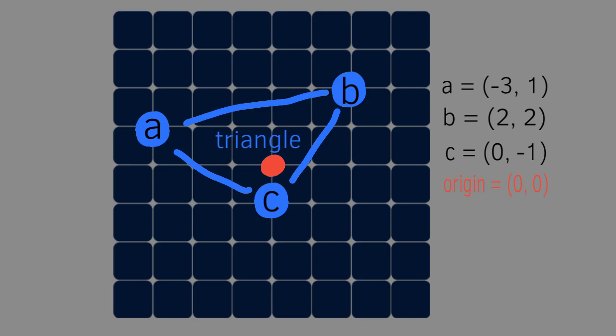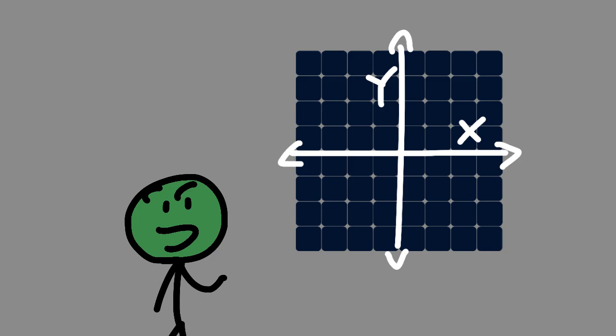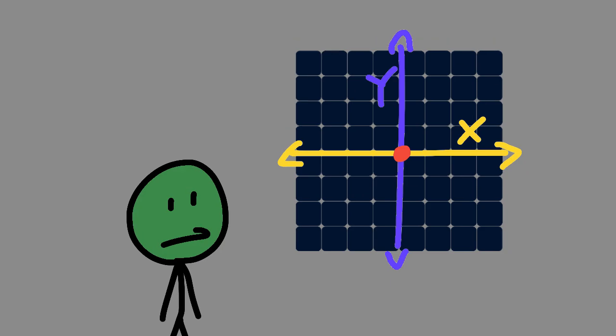Now, the origin is a normal point, but it's special, as it denotes the 0, 0 coordinate. The origin point is the center of the grid, and it's also where the x-axis and the y-axis meet. Oh, hey, the origin point is on my nose. You don't have a nose.